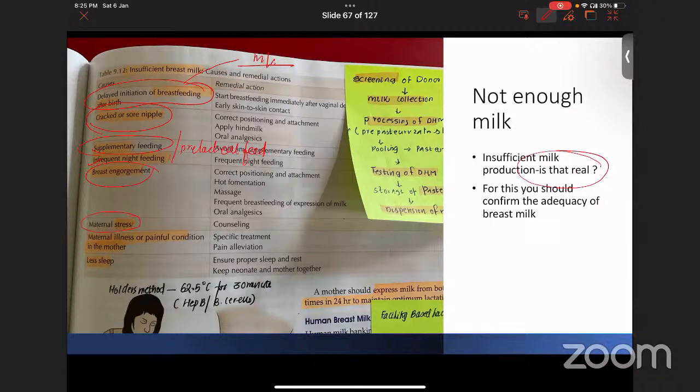Maternal stress, maternal illness or painful condition, less sleep, it all will cause a problem in oxytocin release. When there is no oxytocin release, there is no myoepithelial contraction. When there is no myoepithelial contraction, there is no let down reflex. When there is no let down reflex, the milk cannot be ejected out and the baby cannot suck. So in maternal stress, illness, painful condition, less sleep, where the oxytocin is impaired, as a result the let down reflex gets impaired. As a result, the not enough milk condition occurs.